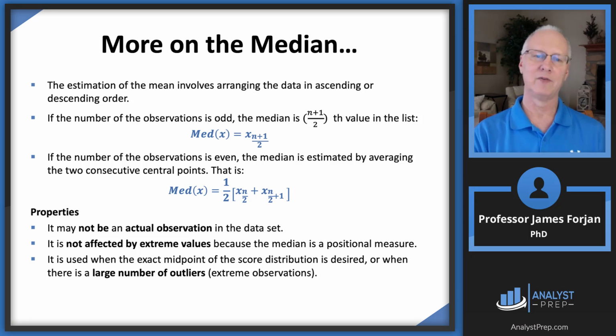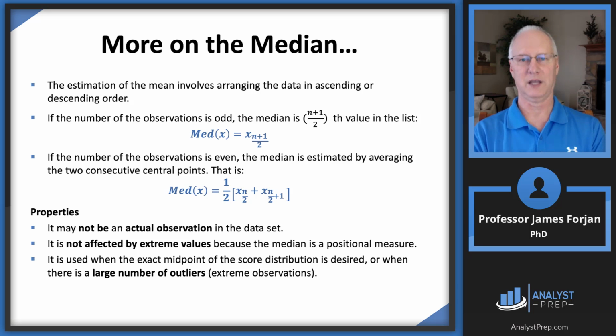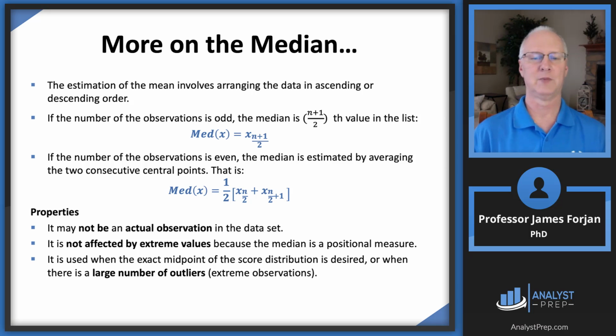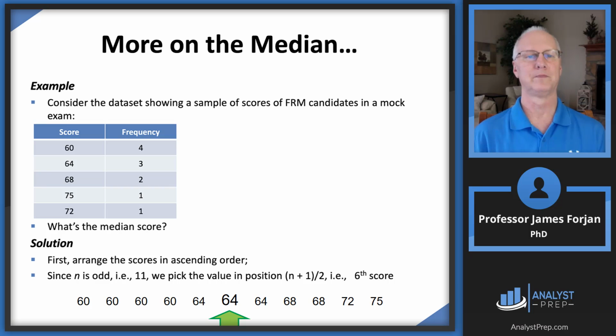But if we have 2 grapefruit and one has 5 and one has 7, well, what you have to do is cut in the middle in half, and so you would go with 6, and that's what those two equations look like there. And so notice the properties. It may not be an actual observation in the data set if you have an even number. All right, it's not affected by extreme values, and it's a midpoint, especially when there are large numbers.